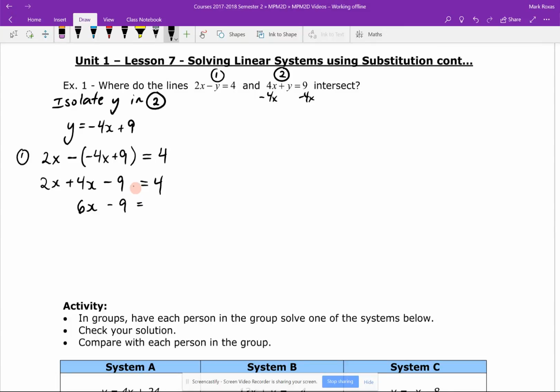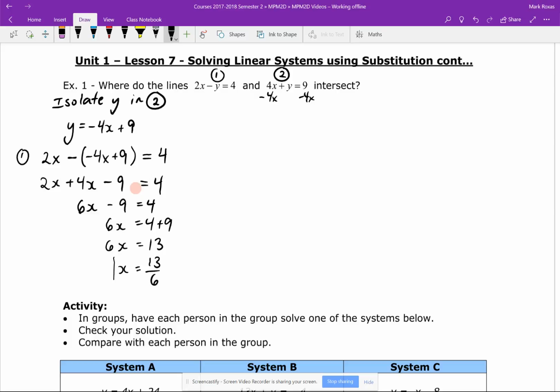Minus 9 equals 4. And then if I add 9 to both sides of my equation, I will have 6x equals 4 plus 9. And then I divide both sides by 6. Let's just simplify this first. So 6x equals 13. And then x equals 13 over 6.